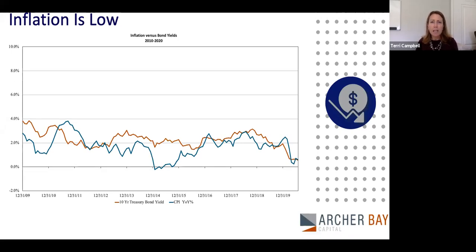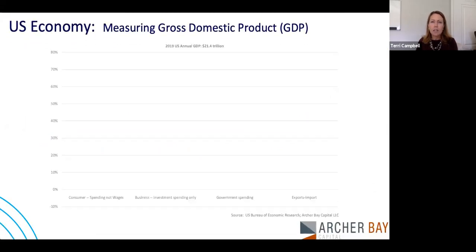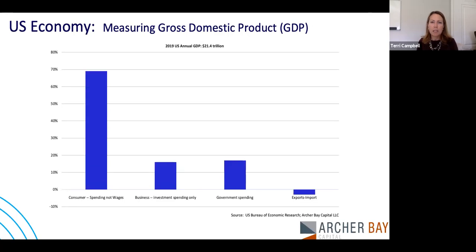And that's really where we tie in with the economy. So kind of looking at the economy overall, it's measured by gross domestic product. In the US, our annual GDP as of 2019 was $21.4 trillion.